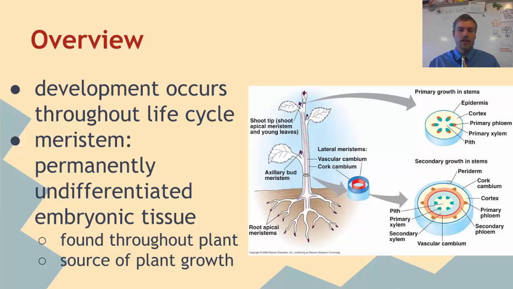There are a couple different types of meristems, but basically it is a permanently undifferentiated embryonic tissue, and it is found throughout the plant, and it is the source of all plant growth. So you've got the apical meristems, which are at the tops of the plant. You've got axillary bud meristems, which are going to be creating buds, and then you've got lateral meristems, which are the vascular and the cork cambium that are actually inside the plant, and then you've got your root apical meristems.